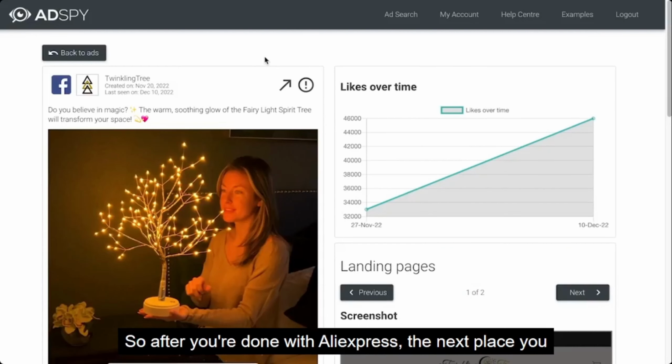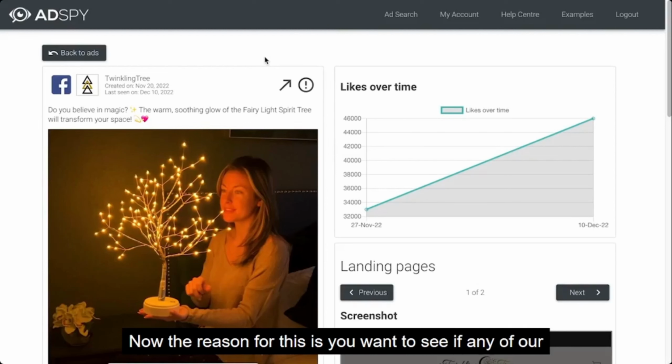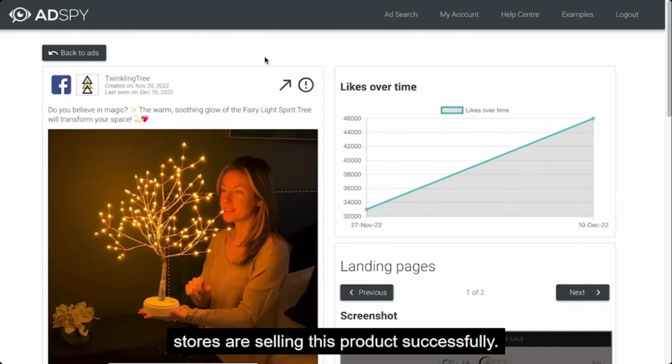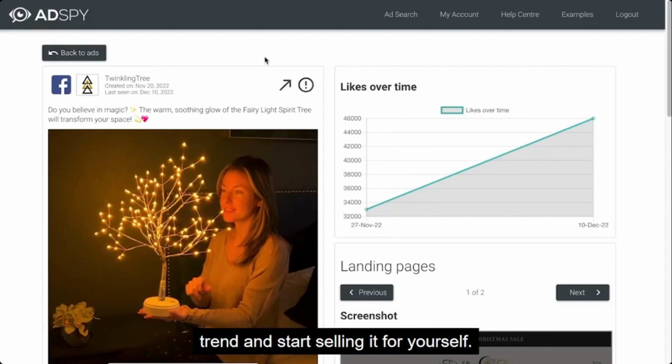After you're done with AliExpress, the next place you want to go is to AdSpy, Minea, Facebook, or TikTok. The reason for this is you want to see if any other stores are selling this product successfully. If the product is being sold by other people, it's a good sign that there's demand there and you could hop on a trend and start selling it for yourself.